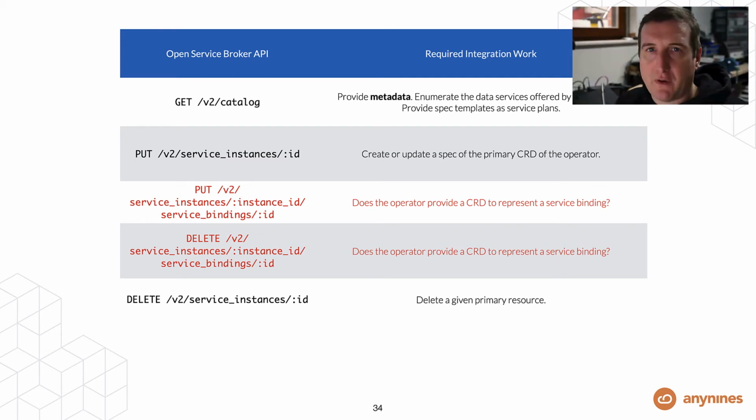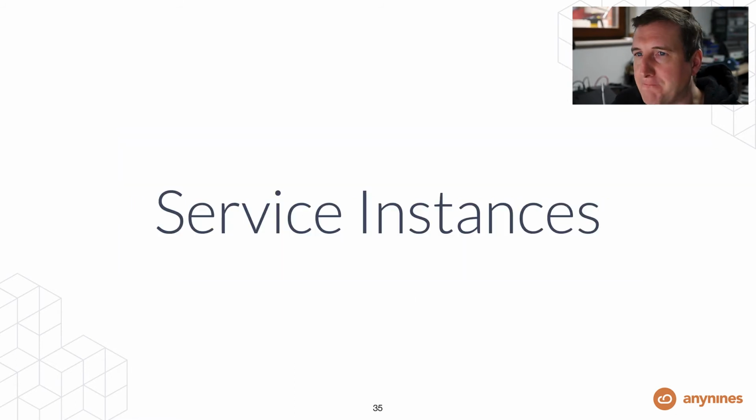However, by default, there is no corresponding object in Kubernetes and most of the operators that is similar to service bindings. So if you don't have anything that represents a custom resource definition or some other API that allows you to create, let's say, a Postgres user, the service broker would not be able to create a Postgres user and therefore not be able to create a service binding. So this is a problem we'll have to look into.